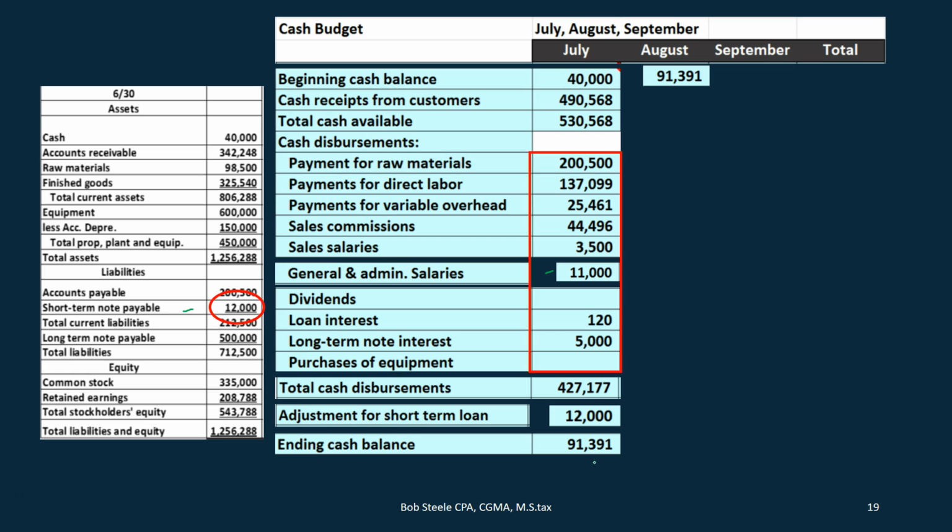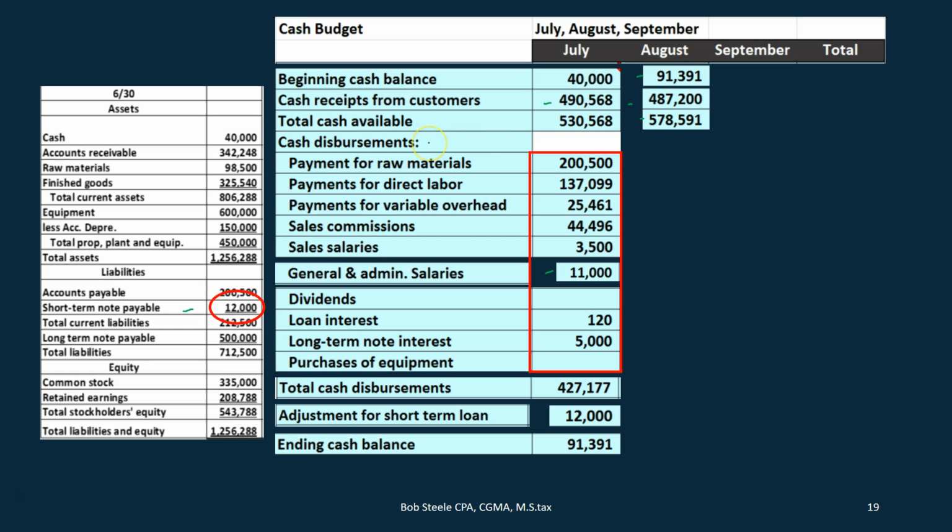Okay, so that 91,391 is the ending balance of July, which will be the beginning balance of August. That's where we're going to start in August. Then we're going to go through the same process again. So we'll jump through a little bit faster here. Same ideas though. We got the cash receipts from customers. I won't go back and pull that, but we're going to pull it from the same place we pulled this. And then if we add these two up, we've got the total cash available.